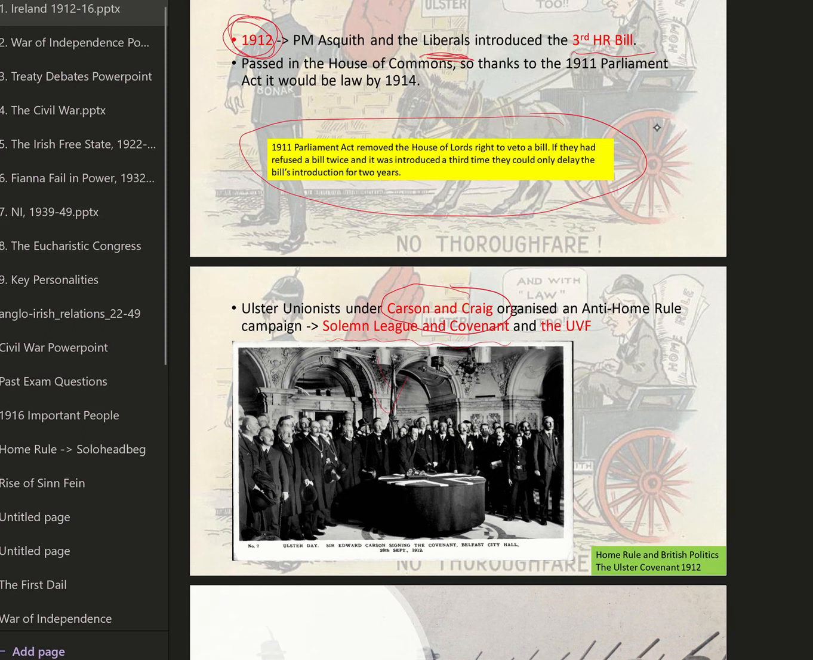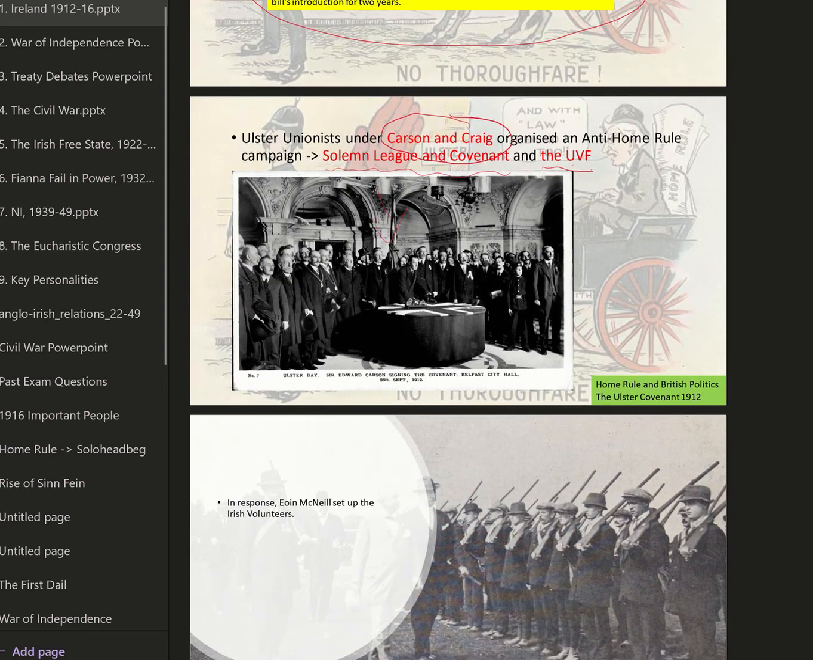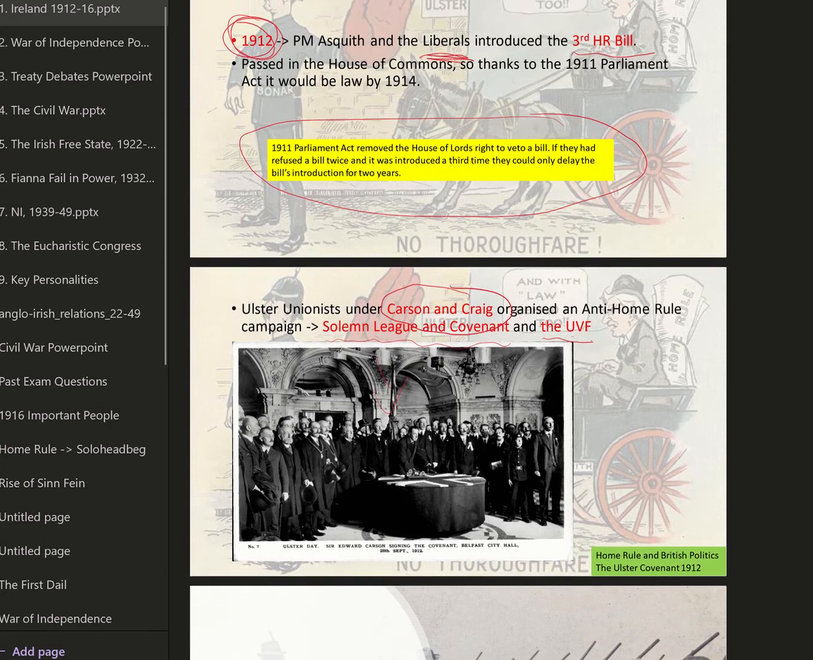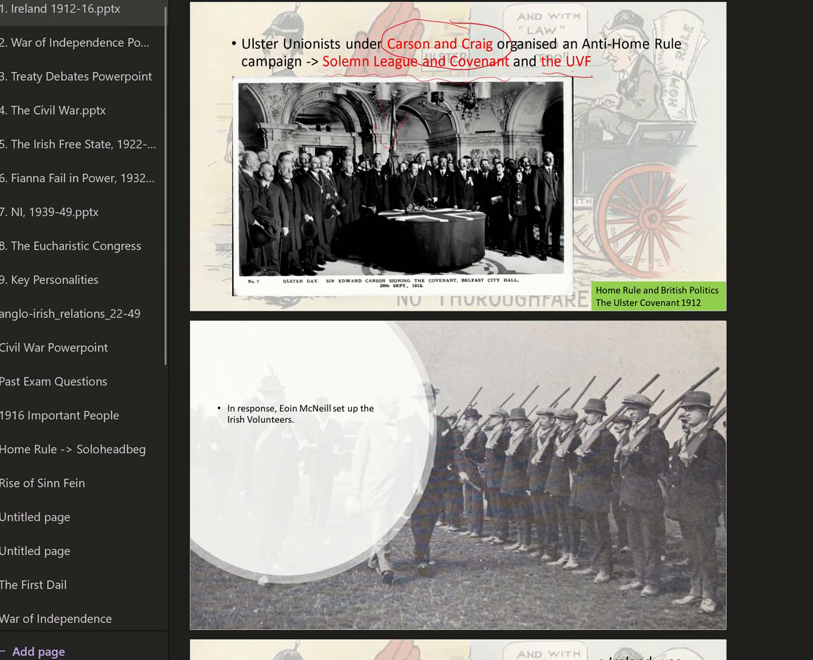And then you have the UVF, the kind of illegal party. So the UVF stands for the Ulster Volunteer Force. So they were a group who were willing to take up guns in order to make sure there was no Home Rule. Now, in response, in the Republic of Ireland, Owen McNeill set up a new group called the Irish Volunteers, and they were a group who would again take up guns to make sure Ireland would get Home Rule.